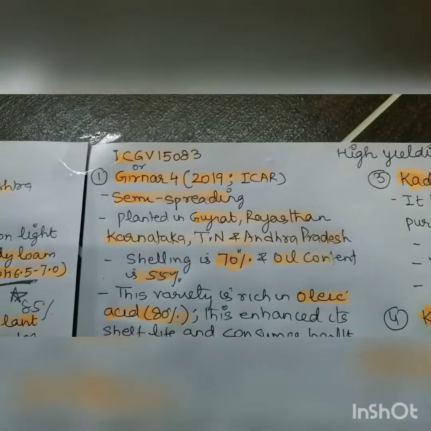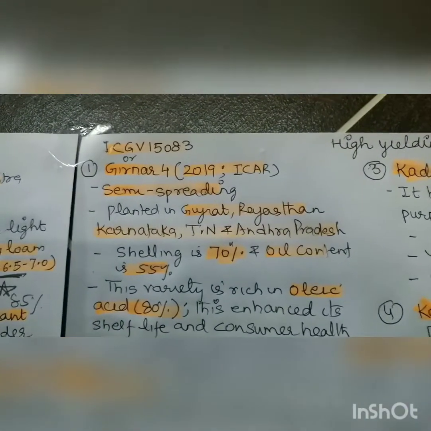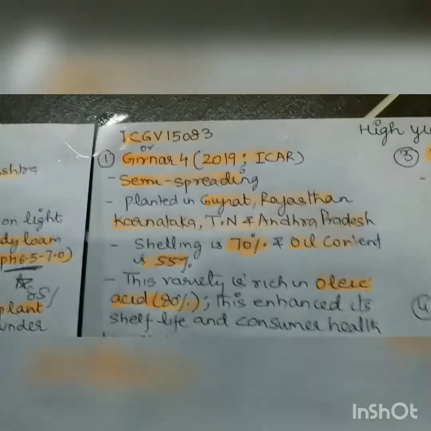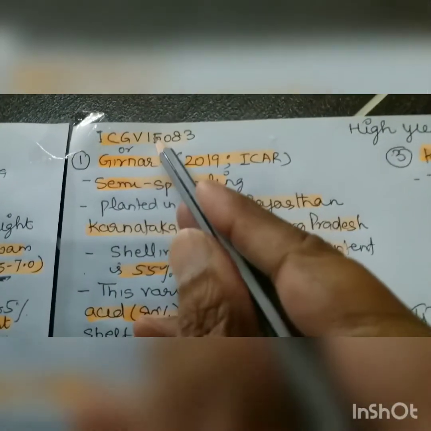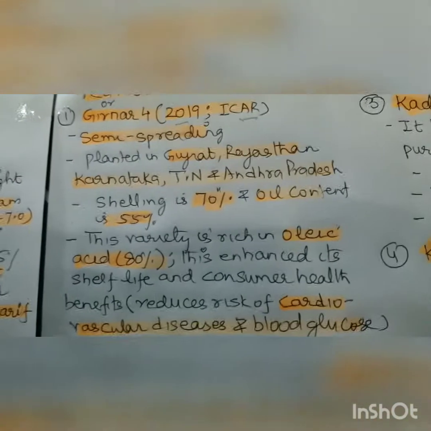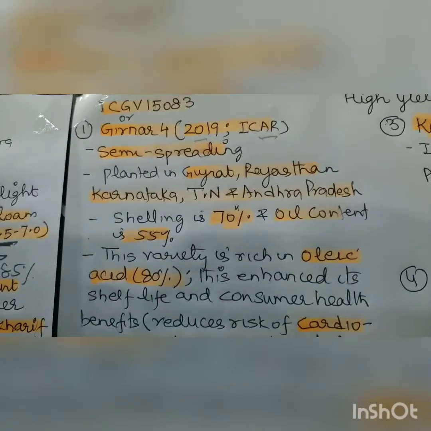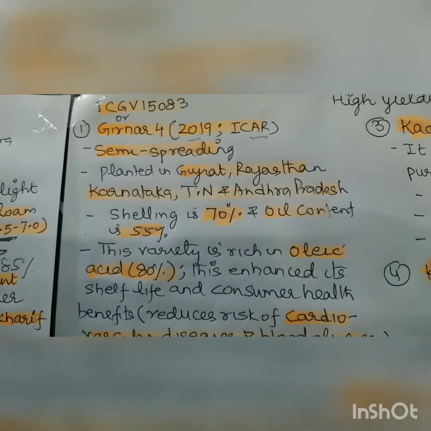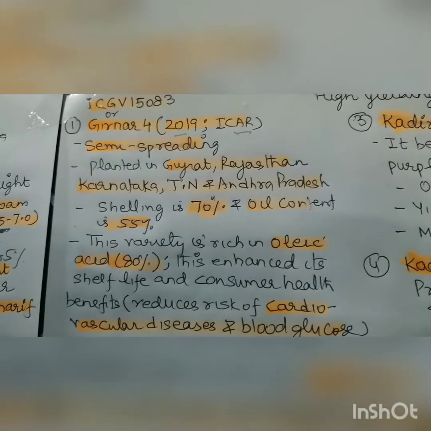I welcome you all back for the third part of cultivation, that is high yielding varieties. The first, which is just recently launched, is Garen R4. It is also called ICGV 15083, 2019, by ICAR, Indian Council of Agricultural Research. It is a semi-spreading type planted in Gujarat, Rajasthan, Karnataka, Tamil Nadu and Andhra Pradesh.